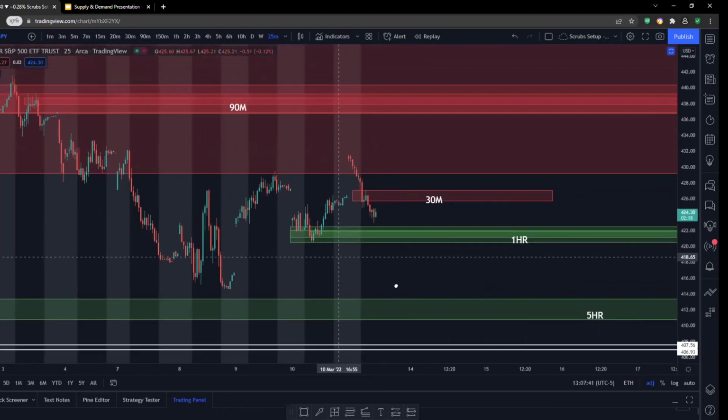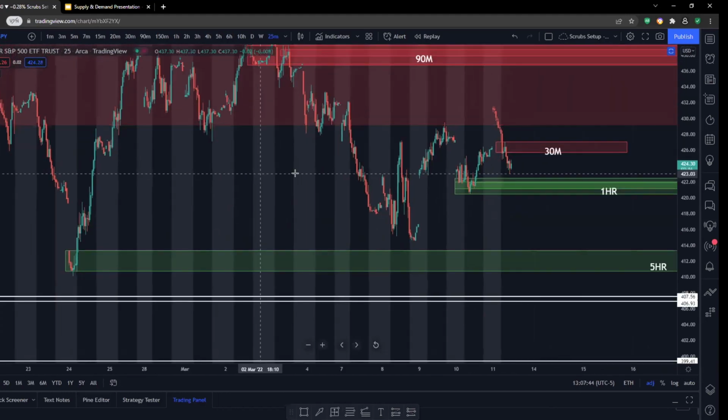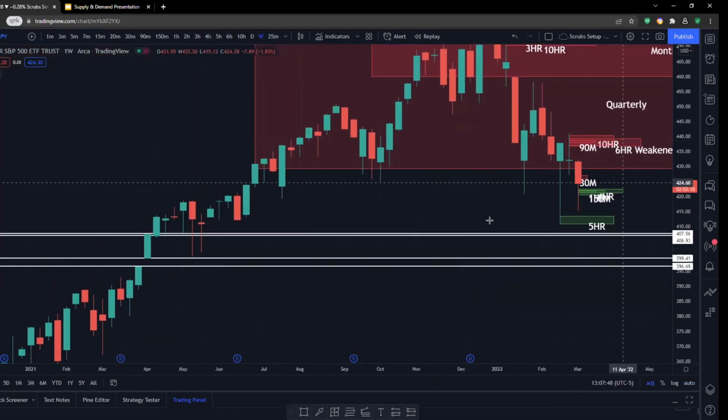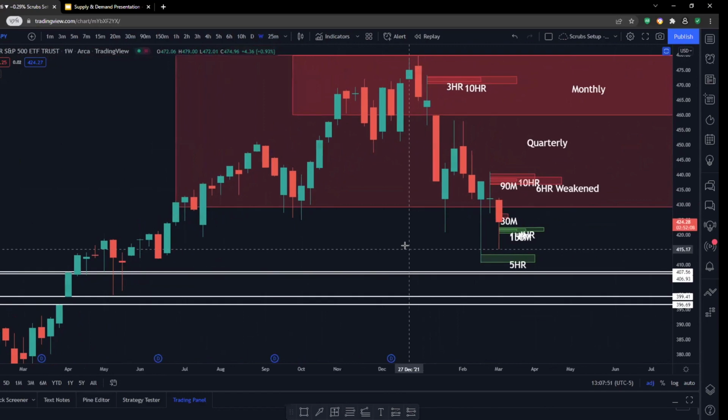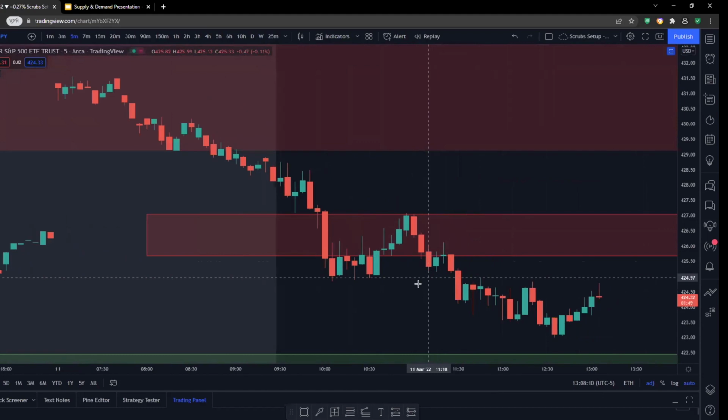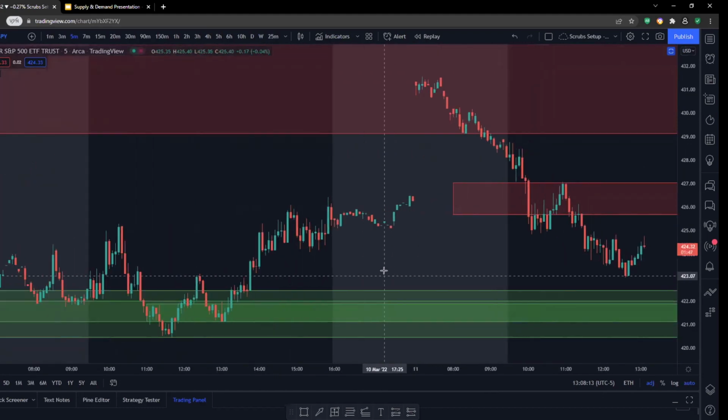But yeah, that's just how I make my levels and my zones. I pretty much just go top down. I just try to find everything I can, from monthly, weekly, daily, all the way down. Usually the lowest I like to go for intraday stuff is probably 5 minutes, maybe 10 minutes. Because when I've back tested the supply and demand areas, I've realized that the 5 minutes and below aren't very strong.